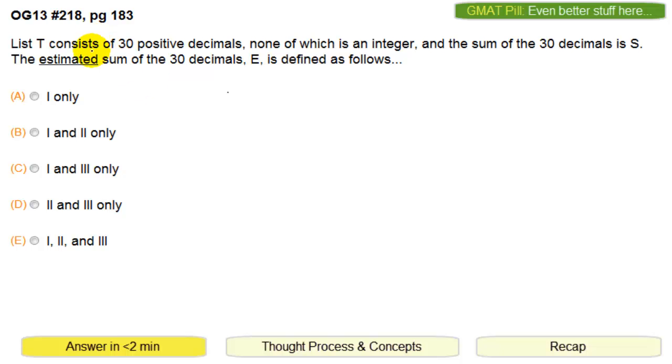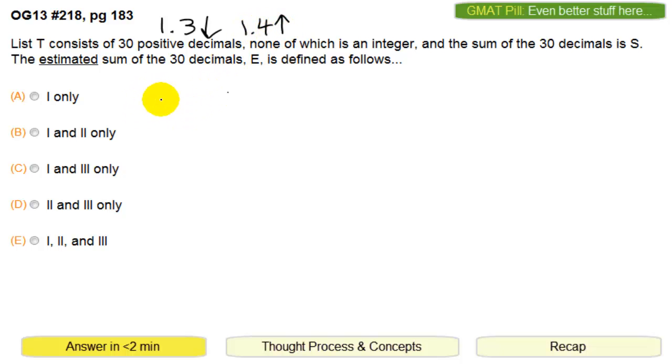Okay, number 218. This is a very hard problem. There are 30 decimals, and we're basically told that if the tenths digit is odd, then you round down, and if it's even, like it is here, then you round up. So this 1.3 would become 1.0, and this 1.4 will become 2.0.